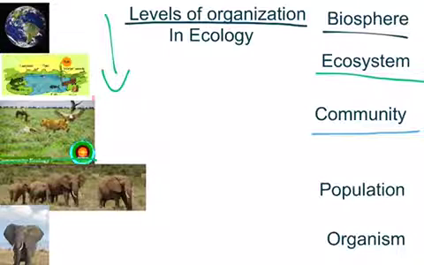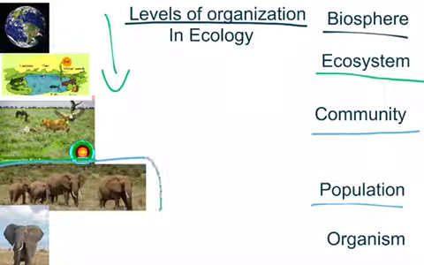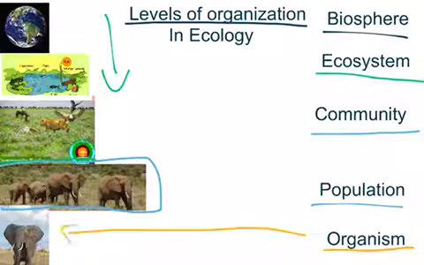Next, we move on to population. In population, we study the dynamics of just one species. So, for example, we might look at how the whole population of elephants grows or decreases, or what factors may affect populations. And then finally, we talk about an individual organism, just a single elephant. That would be an example of the lowest level of organization in ecology. Next, we go into looking at the differences between a habitat and a niche.